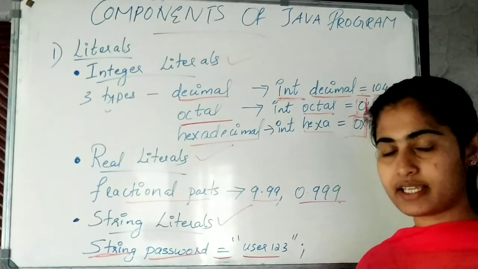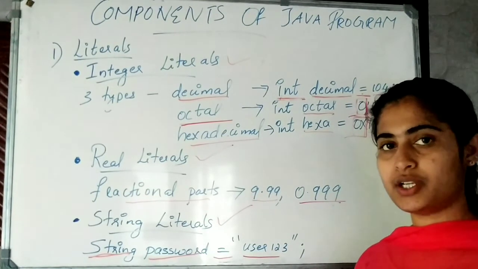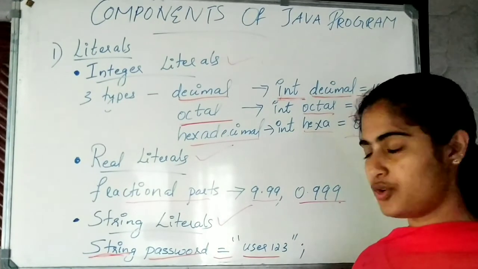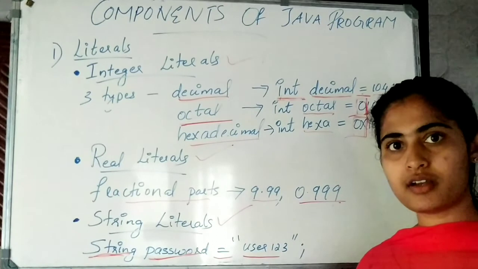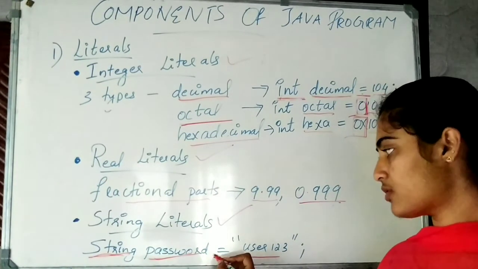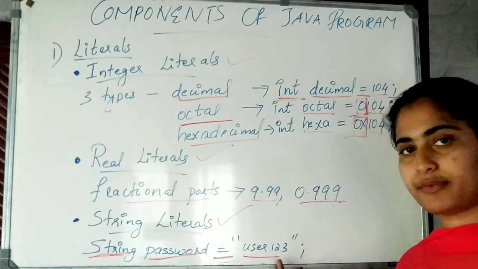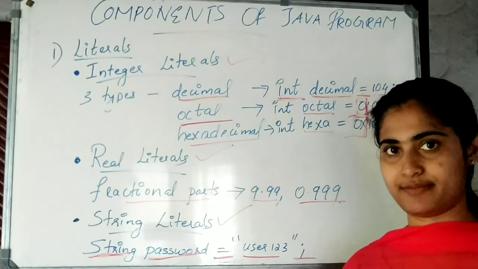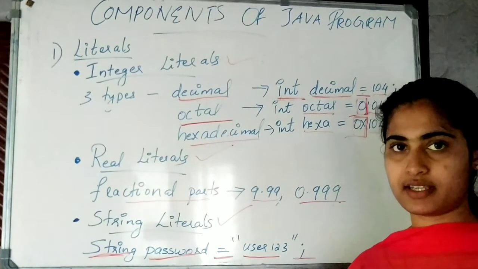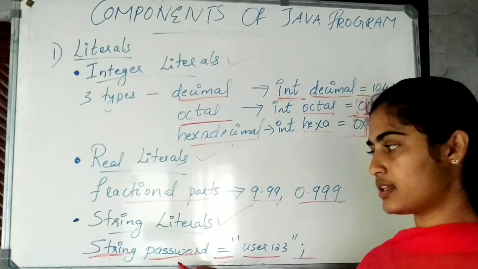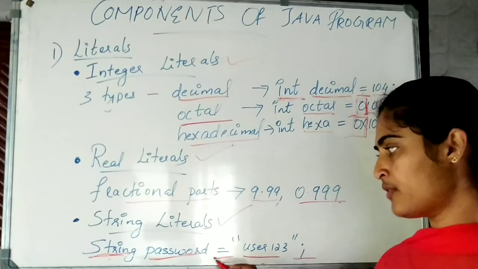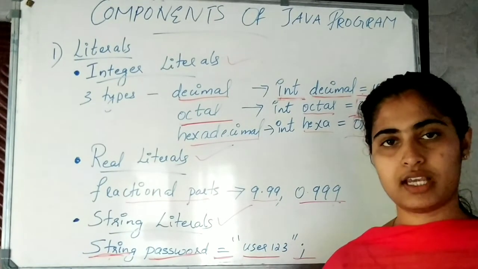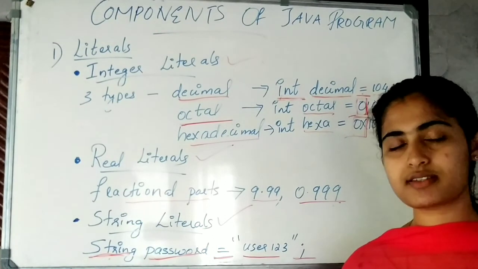For entering a character or a series of words into a Java program, we use string literals. First, you have to write the keyword String. Then you have to write the name of that particular string. Here I am entering a password, so I am writing the name as password. Then you write equal to, then inside double quotation marks, you enter that particular password. And at last you write a semicolon for ending that statement. This is how you represent string literals.